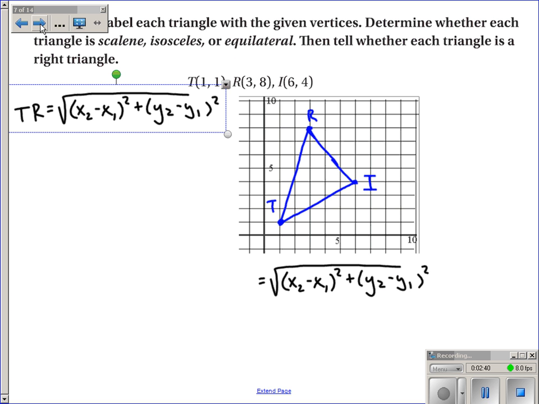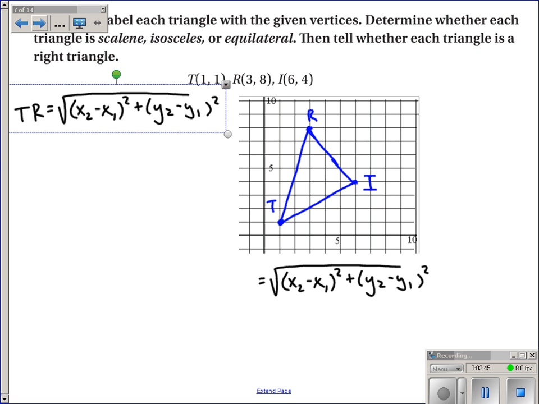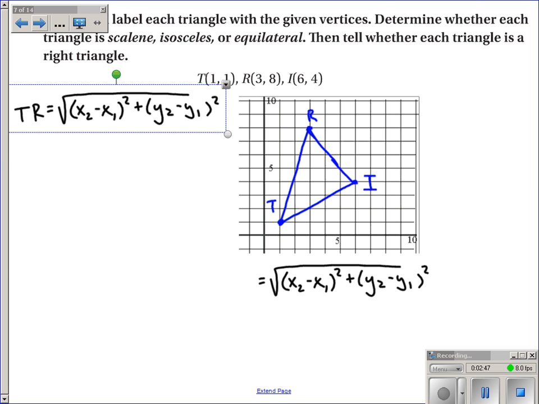Okay, next question. Graph and label each triangle with the given vertices. Determine whether the triangle is scalene, isosceles, or equilateral. Then tell whether each triangle is a right triangle.